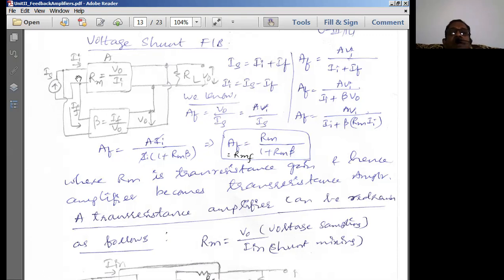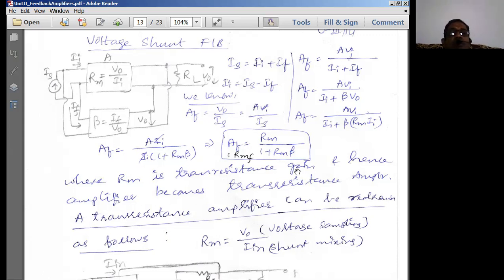What about input resistance? Input resistance should also decrease, because if the resistance decreases, then only more current flows into the transistor. That we already know. Whenever there is a low resistance path, through that particular resistance you are going to have a high current. Just by using that, we can write down that RIF is equal to RI by 1 plus A beta. So these are the derivations which we will be getting.